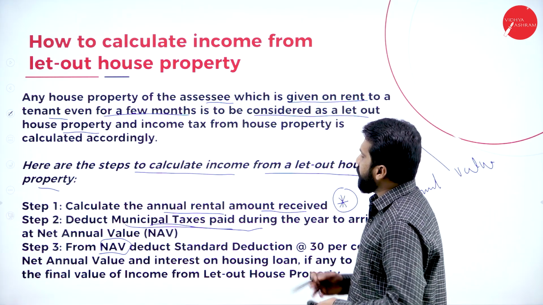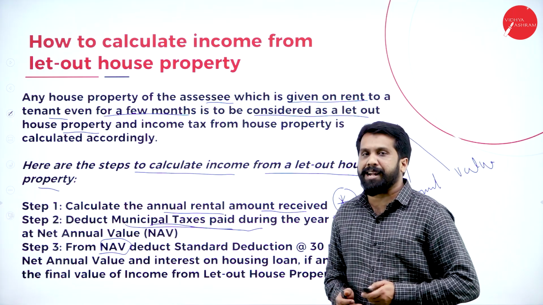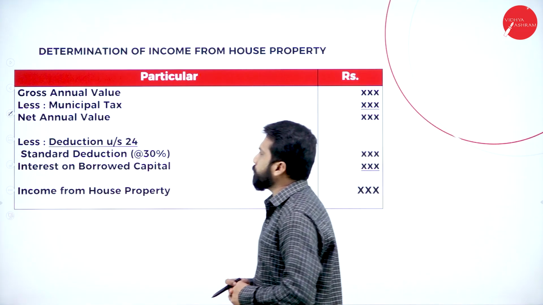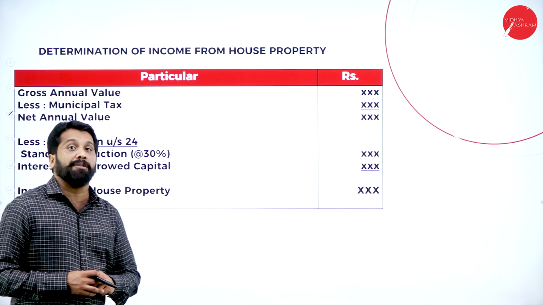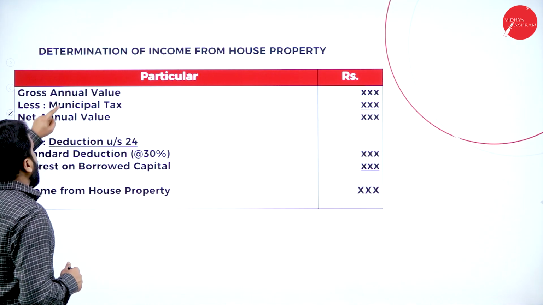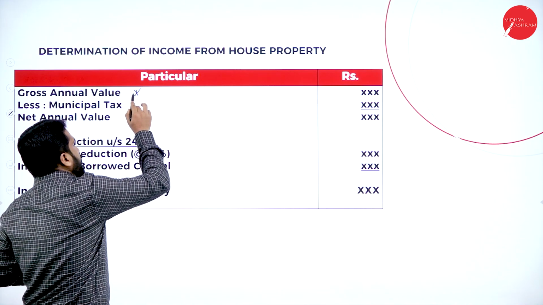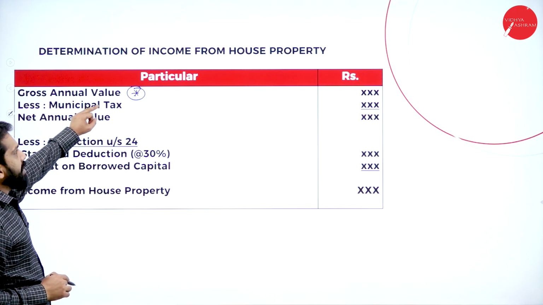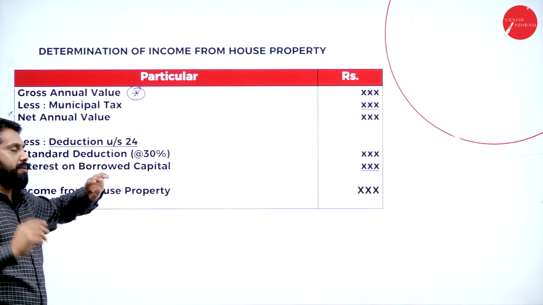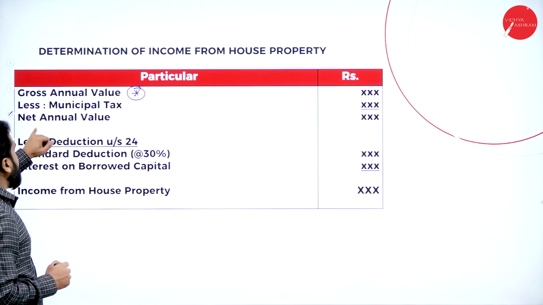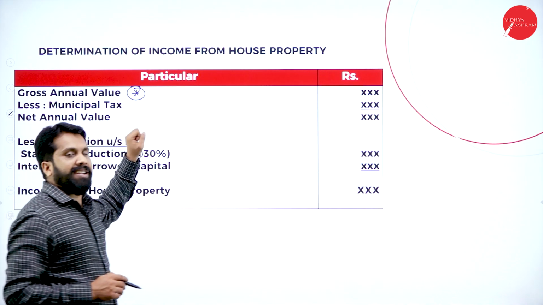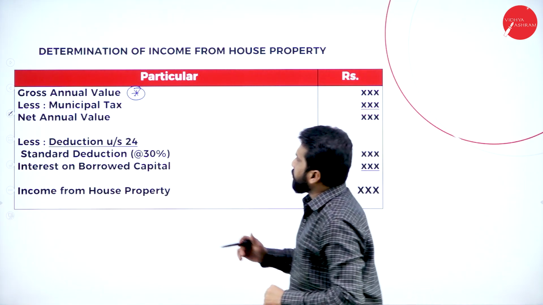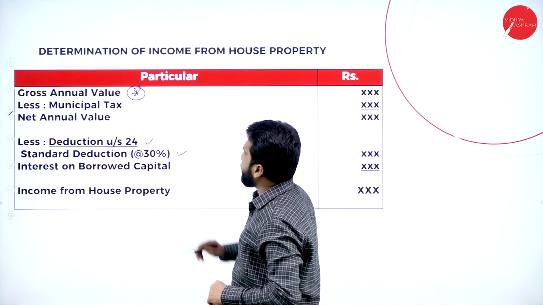Now, I'll show you exactly with the numbers so that you will understand better. This will be your determination of income from house property. In this, you will understand how to calculate. Now, gross annual value, as I told you, has a small calculation that I'll show you later. From gross annual value, you minus municipal tax. What did you get? You got net annual value. Now, from net annual value, what will we do? Minus standard deduction under section 24, 30%.